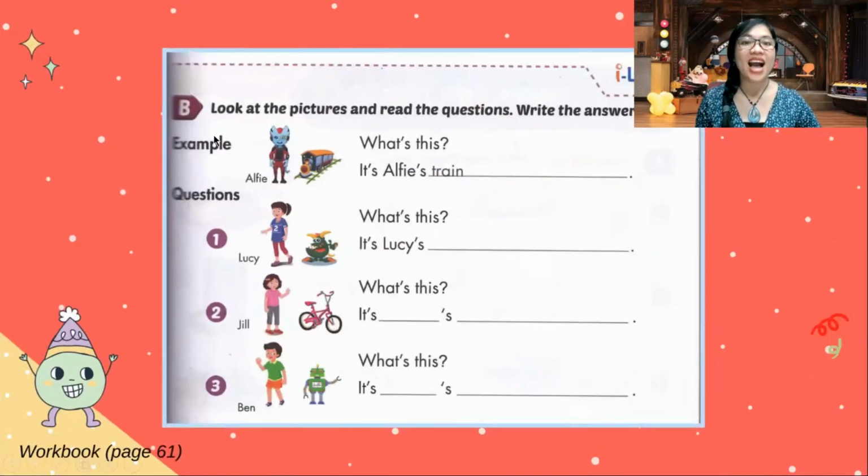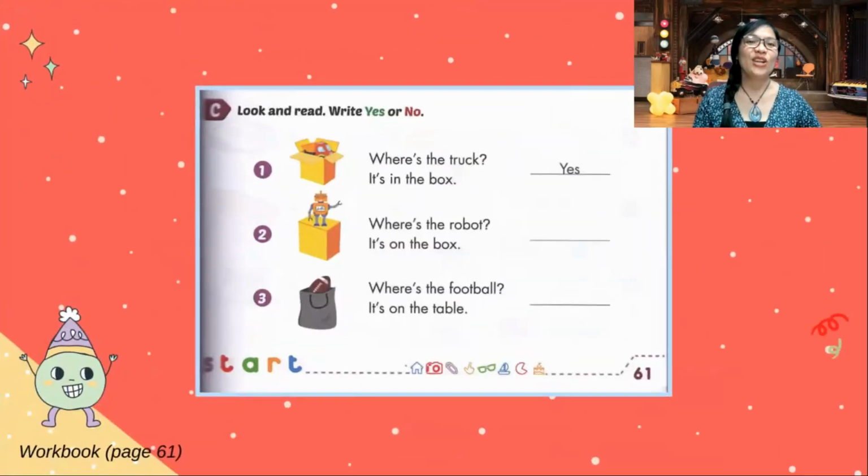Next, letter B. Look at the pictures and read the questions. Write the answer. Example, what's this? It's Alfie's train. Okay, remember the names of the students. They are your friends in this class. Number one, what's this? It's Lucy's monster. Okay, number two, what's this? What's the name of this girl? And what's the name of the toy? And then lastly, number three, what's this? Okay, write your answers.